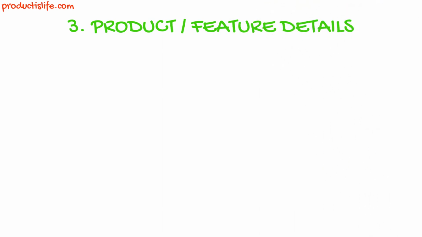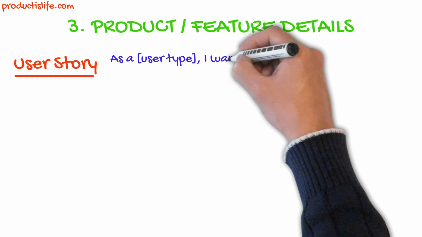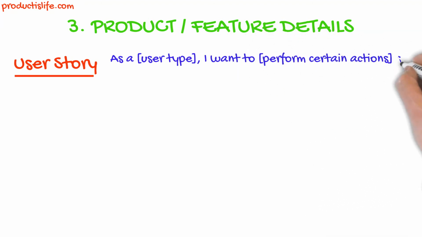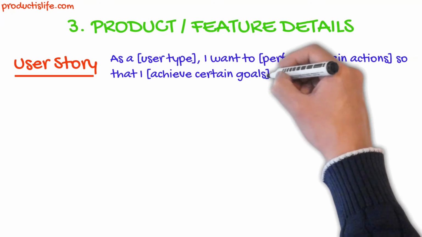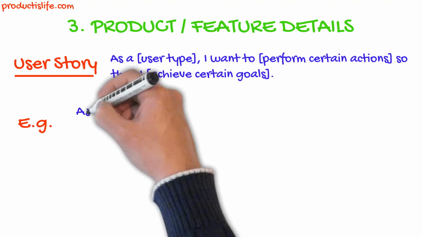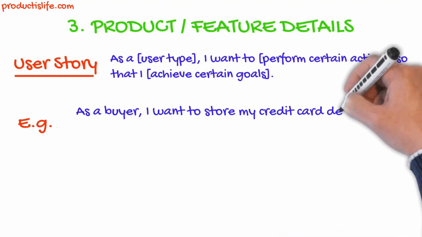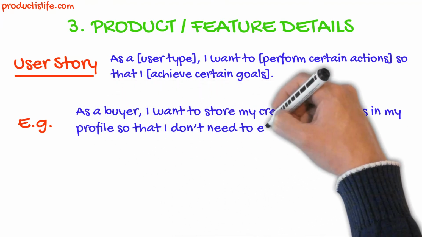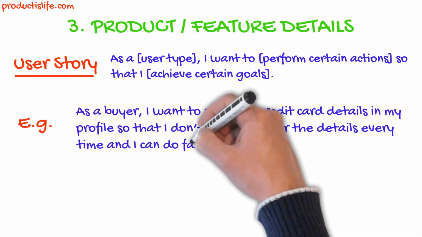Product or feature details. Now this is where the meat of the PRD is. This section lists down the actual features or subtasks of the product, usually written in the form of a user story, which goes like, as a user type, I want to perform certain actions so that I achieve certain goals. For example, let's say you want to store users' credit card details in your e-commerce platform for faster checkouts. Then your user story would look something like, as a buyer, I want to store my credit card details in my profile so that I don't need to enter the details every time and I can do faster checkout.